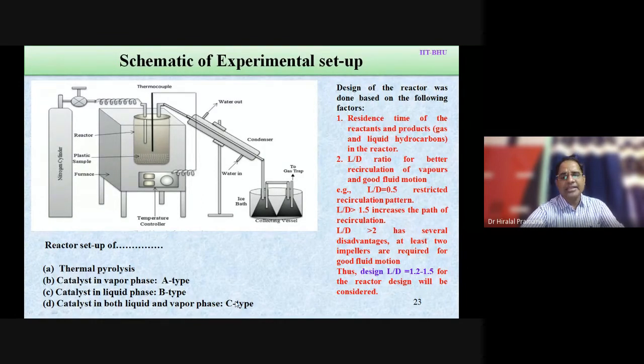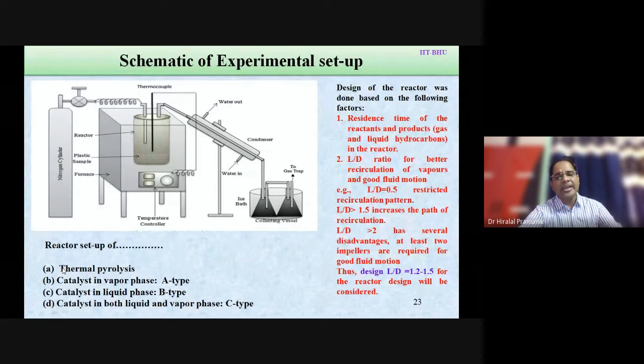Then catalyst in the liquid phase, with no vapor phase catalyst, mixed with the plastic: that is B type. In A type, a catalyst bed is installed in the vapor phase. And with both vapor and liquid phases, that is C type, where we add catalyst in the feed as well as the bottom, and in the vapor phase using a catalyst bed. So these are the three reactor arrangements: A type, B type, C type. And thermal pyrolysis, where there is no catalyst.